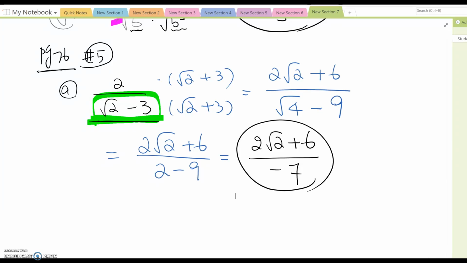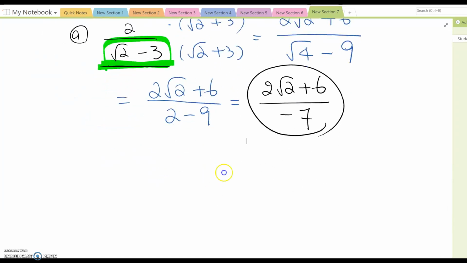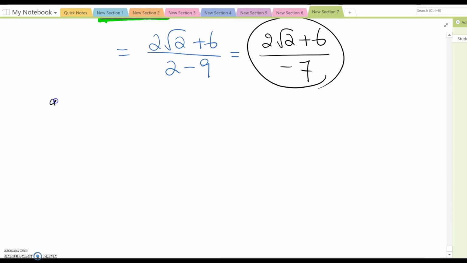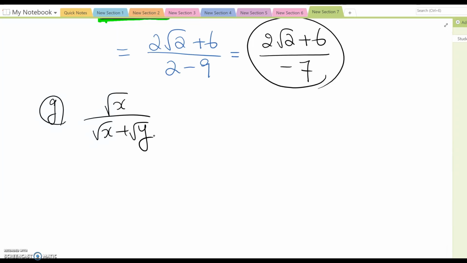So let's look at another one, like letter G, which is root x over root x plus root y. Even though there's no number, we apply exactly the same property. Okay, then what is the conjugate of this one? Yeah, which is root x minus root y.